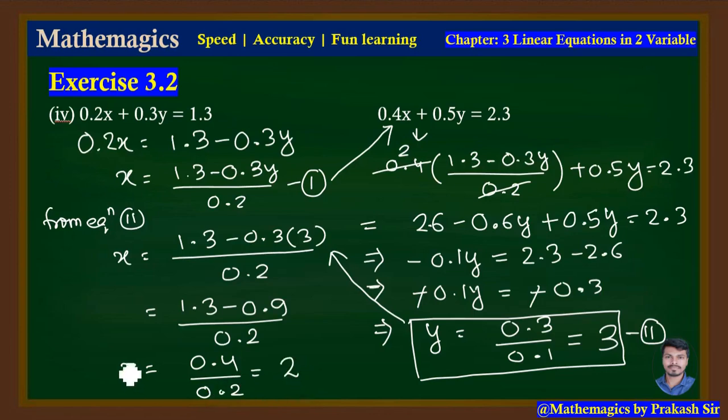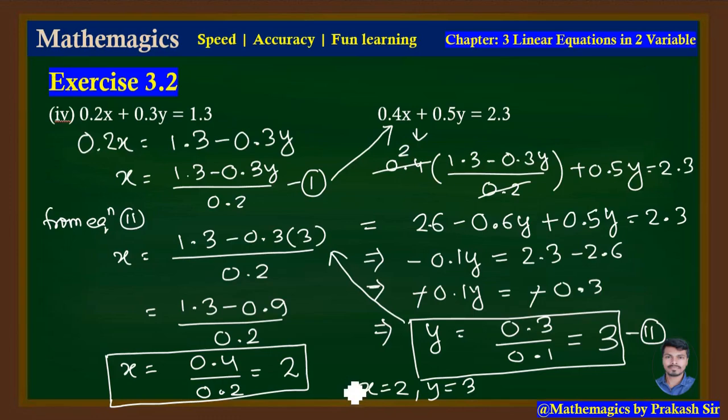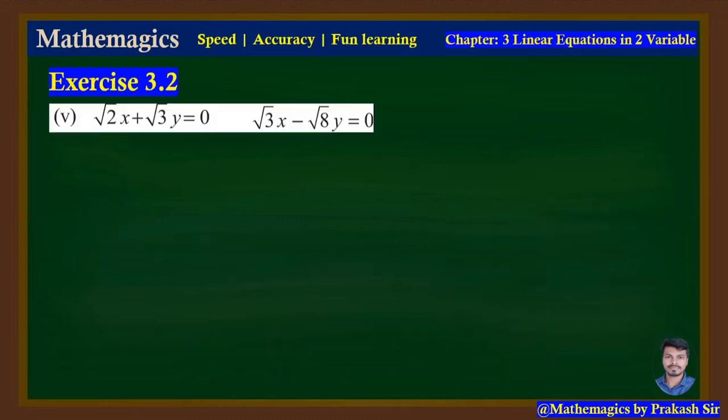So finally here we obtained the value of x also with the help of the substitution method. Finally we can write that x is equal to 2 and y is equal to 3 is the solution of the pair of linear equations in two variables which is given in exercise 3.2. Now we are moving forward to another question.